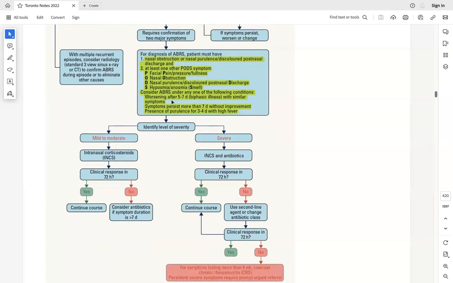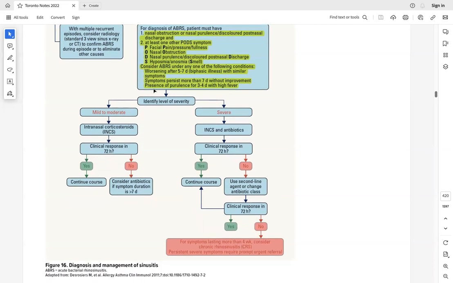Also consider what? Worsening after 5 to 7 days, biphasic illness. Getting fine, but now again worsening. Symptoms persist for more than 7 days without improvement, and presence of purulence for 3 to 5 days with high-grade fever. If any of this is present, it means it's bacterial, and we have to start the patient on antibiotics. But if less than 7 days, simple symptoms, treat it as viral, okay? And for viral, we just have symptomatic treatment.